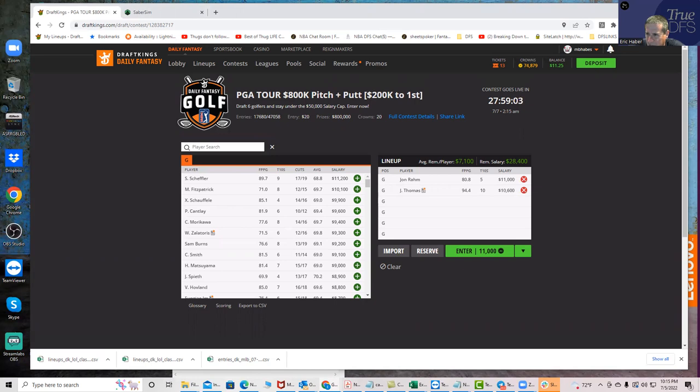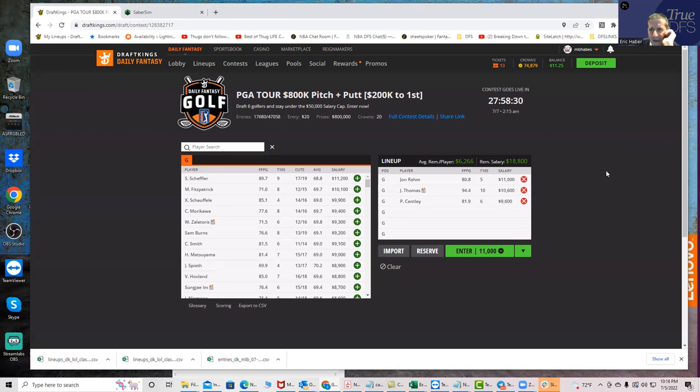In the 9K range, I have two kind of low-ish owned plays that look good. Cantlay at 9,600, I think, is extremely strong. I mean, he really blew up in his last tournament, so obviously people are kind of scared to play him, but I'm showing him at ownership of less than 15% at 9,600. I think that's pretty strong. Zalatoris is going to be much more popular, probably closer to 20%, so I'm inclined to take the ownership discount on Cantlay.